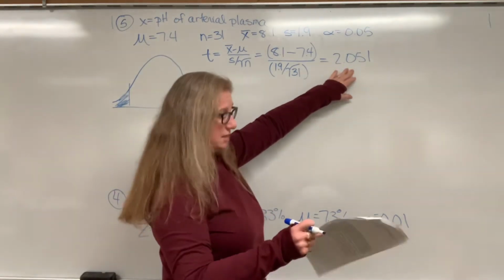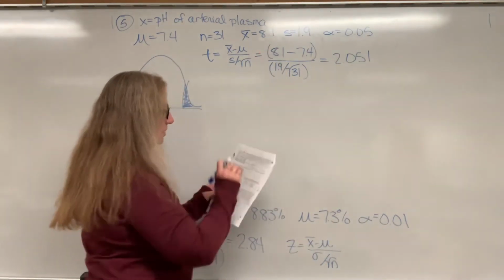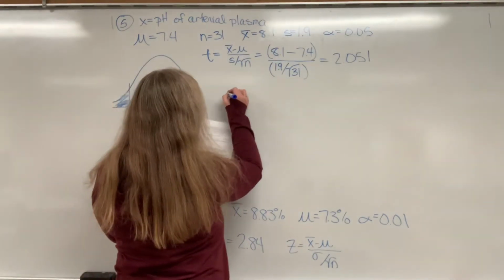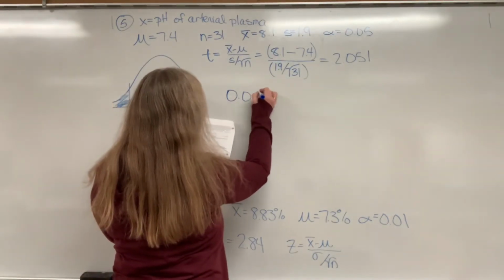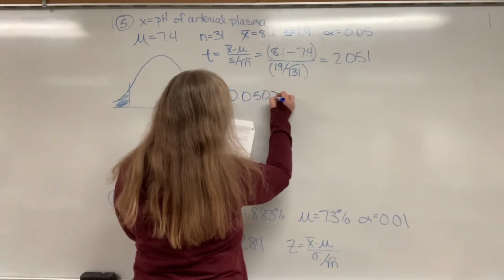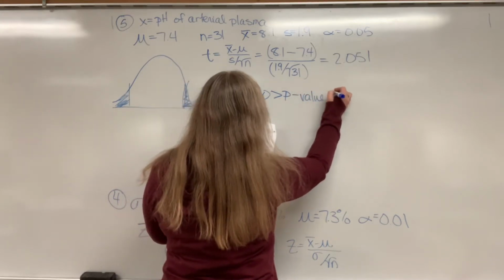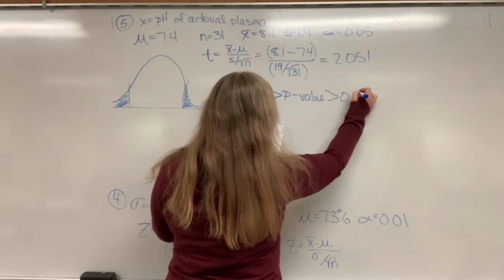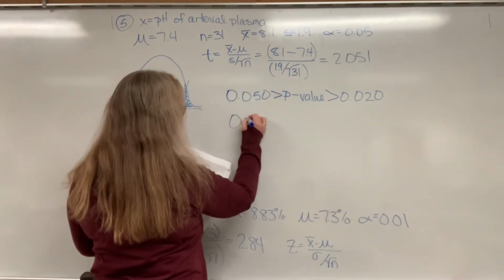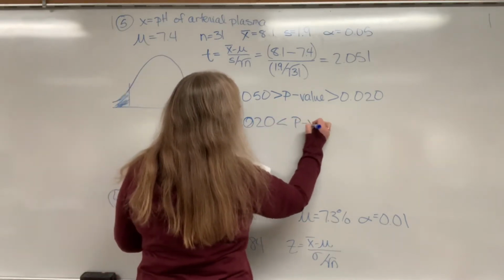So again, that's a t-value. And I run my fingers up. This is two-tailed, so I have to go to the right row. And I see that my p-value is 0.050, which is greater than p-value, which is greater than 0.020, okay? You could write it this way. Also, you could flip those values around if that made more sense to you.